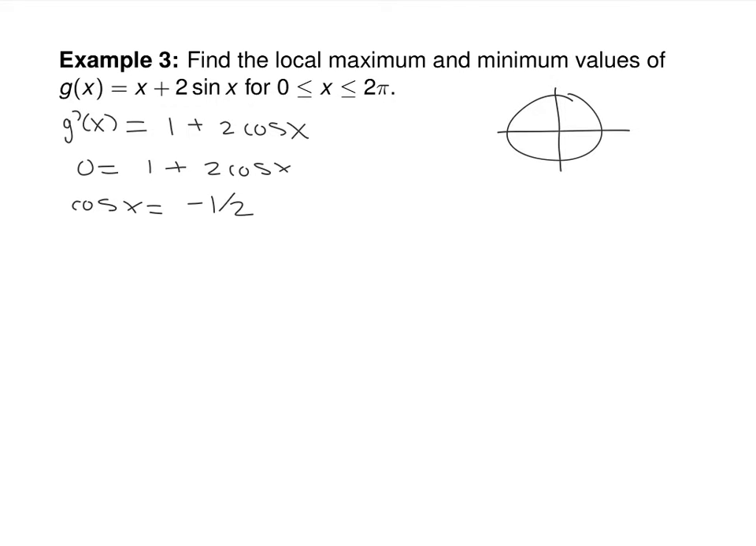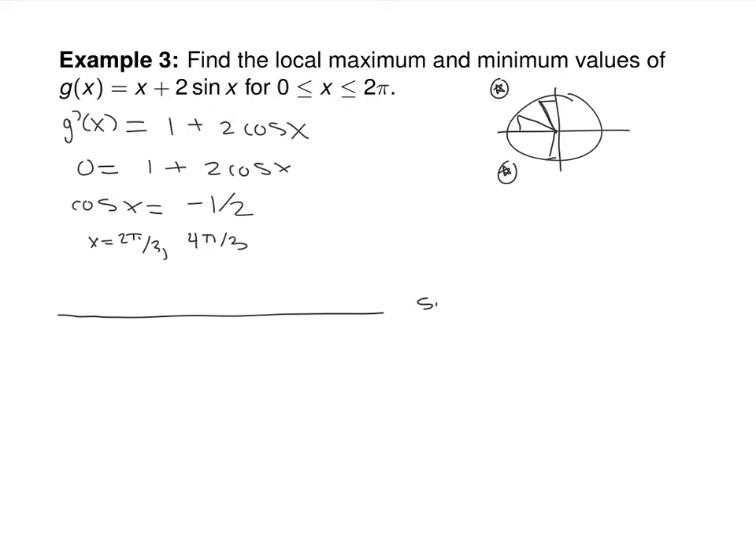Okay, so when is the cosine negative? What quadrants? 2 and 3, great. And is it this one or is it that one? It's the first one, isn't it? So x is equal to 2 pi thirds, and this one down there is 4 pi thirds. Great. Is that okay? 2 pi thirds. Yes, it is.